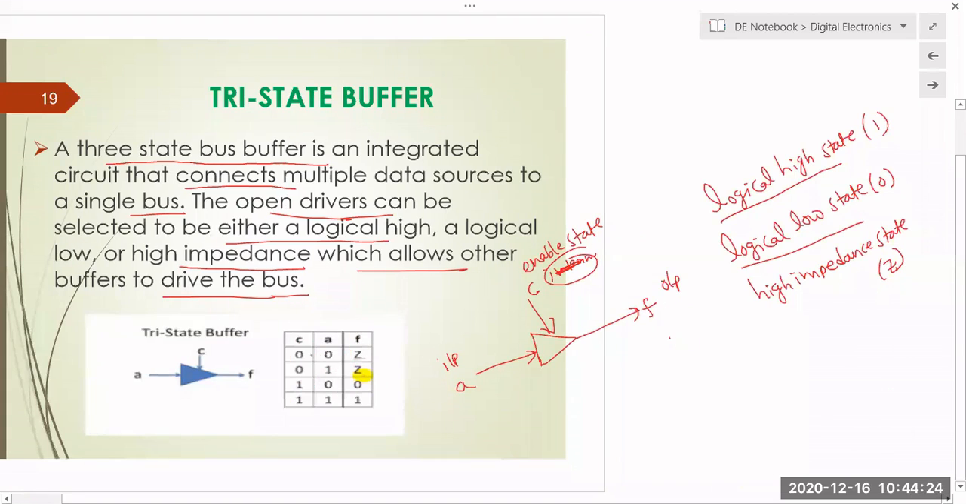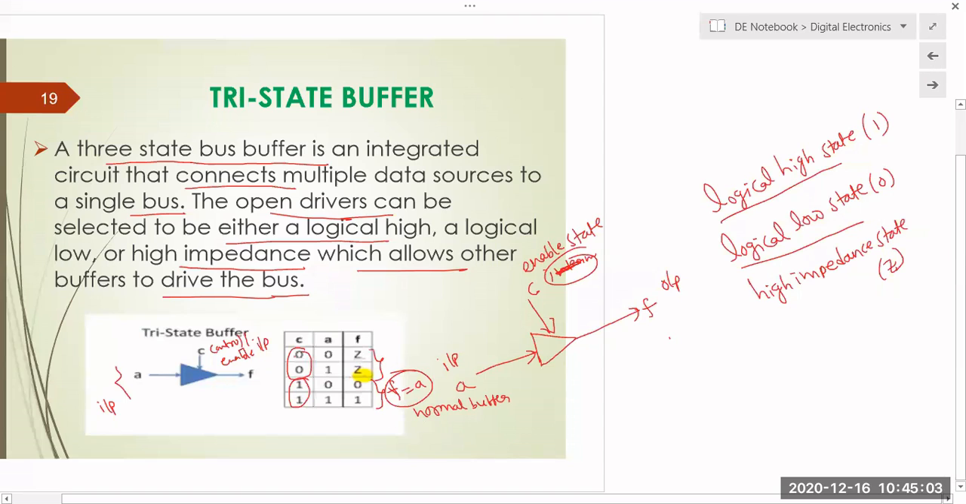This is your input, and this is your control input or enable input. Whenever the control input is 1, that is active high, then F is nothing but A. It is acting like a normal buffer, meaning whatever input I am giving, it gives the same as output. That is your buffer.